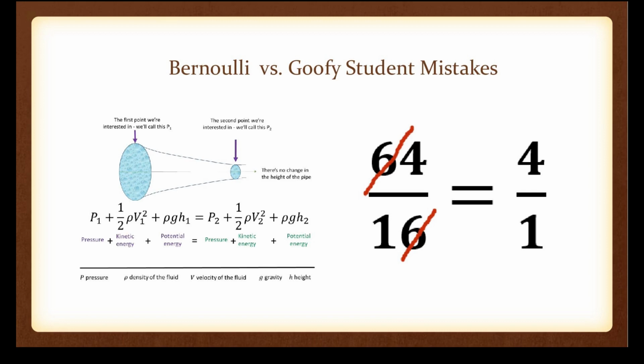And you're thinking, well, what else could there be here? Okay, fine, that's sort of a fluke. 64 divided by 16 is 4, if you slash out the sixes. What about 95 divided by 19? 95 divided by 19 is 5.